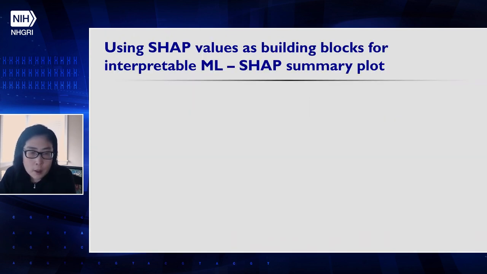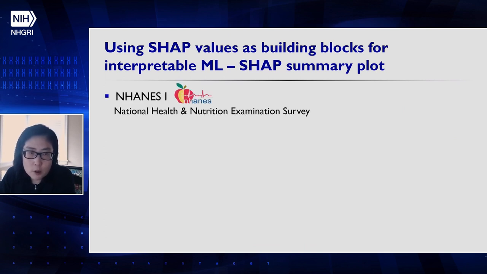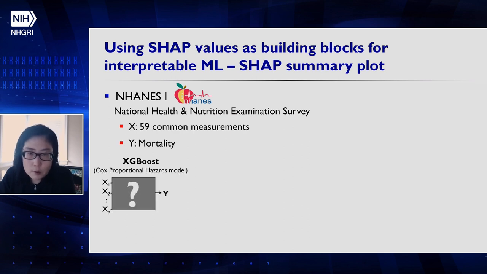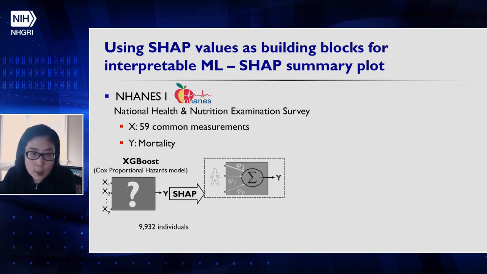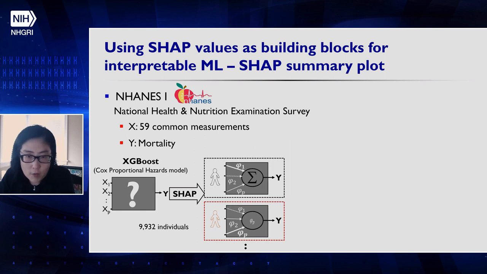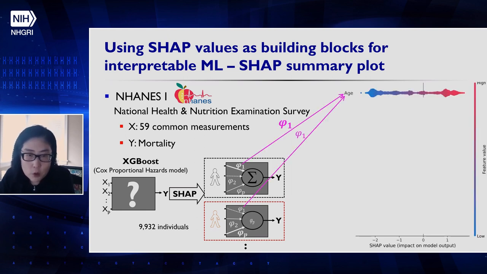As a part of this work, we developed a rich visual representation of the global importance of a feature. We call it the SHAP summary plot. Say that you used NHANES data to predict mortality of nearly 10,000 people who were interviewed and tested in the 1970s and followed up for 20 years. We extracted nearly 60 common measurement and demographic values as features for a Cox proportional hazards model in XGBoost. That way, for each individual, we can compute not only the predicted mortality, but also the SHAP values, and for each feature, we can visualize its distribution.